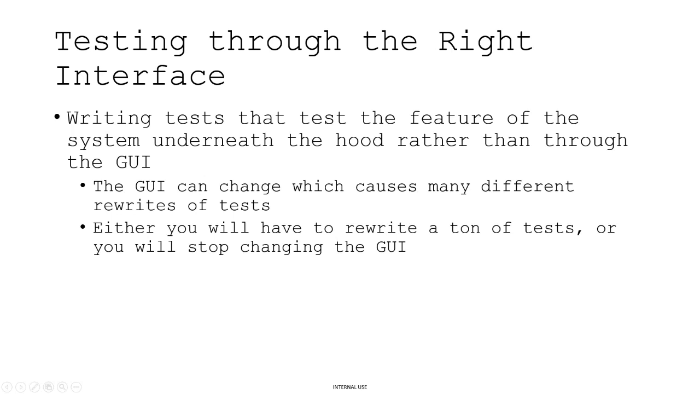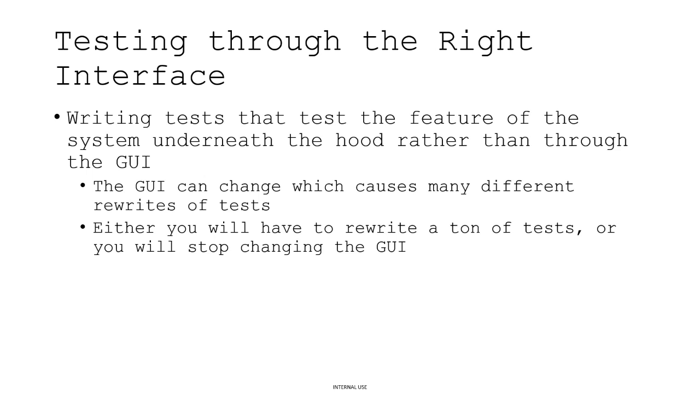And next, he talks about testing through the right interface. So writing tests that test the feature of the system underneath through the GUI. Again, this is kind of what I was saying in the last slide. You should want to test the underlying functionality of that button click, not necessarily finding and clicking on the button. Because again, the GUI can change. They can cause a lot of different rewrites of your test.